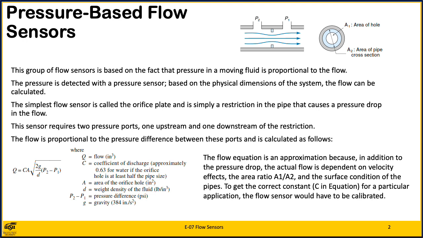The flow equation is an approximation because, in addition to the pressure drop, the actual flow is dependent on velocity effects, the area ratio A1 over A2, and the surface condition of the pipes. To get the correct constant C in the equation for a particular application, the flow sensor will have to be calibrated.